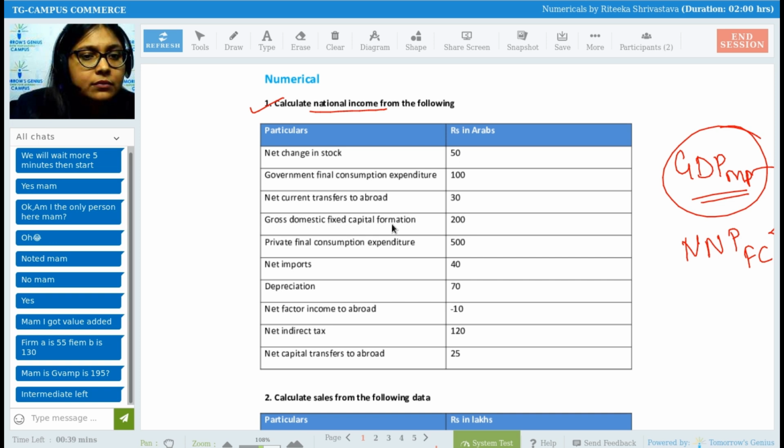And they gave net imports as one. They didn't give net exports. So export would be 0. So just leave it. 0 minus 40.